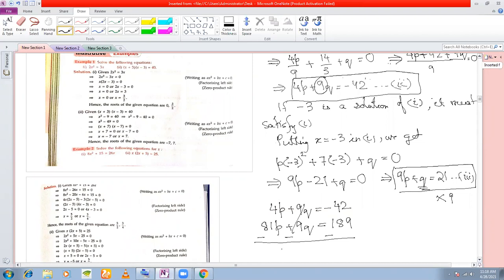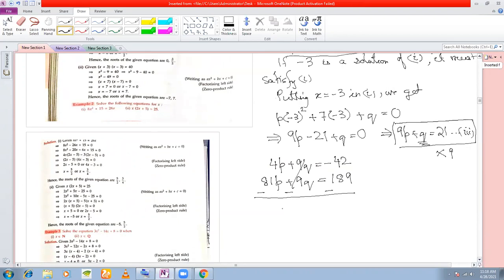Now you subtract. This cancels off. So you get 81 minus 4, you get 77p. And 189 and 42 you have to add here because the signs are same. So you get 231. So that means p is equal to 231 divided by 77. So I think this will cancel with 3. Okay, so you get p is equal to 3.